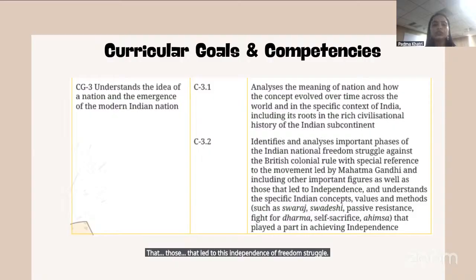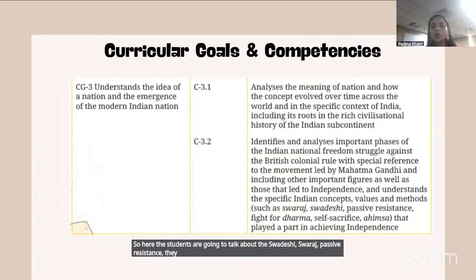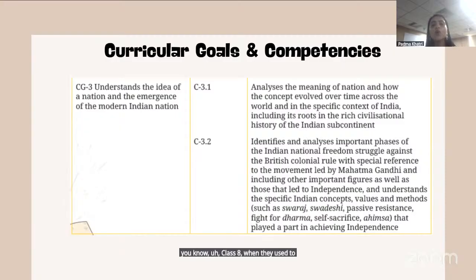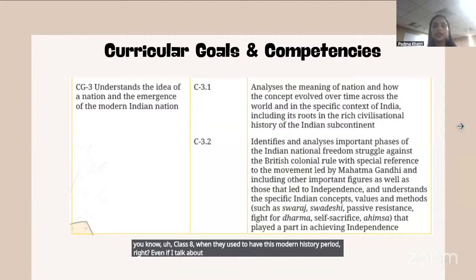So here the students are going to talk about the Swadeshi, Swaraj, passive resistance. They are going to talk about self-sacrifice, ahimsa, and so on. And we all know earlier it was a part of class 8 when they used to have this modern history period, right? Even if I talk about class 6, 7, 8, earlier it was different: ancient, medieval, and then modern.